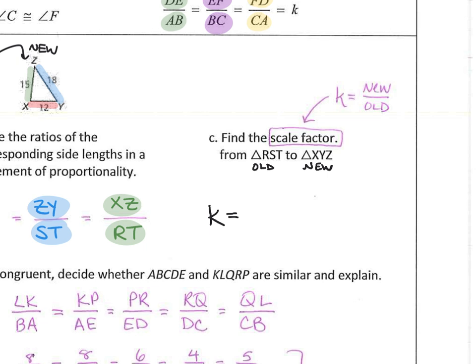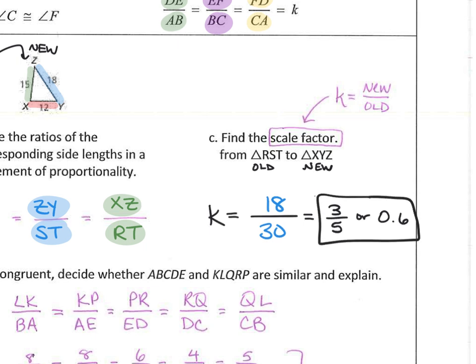Blue. All right. So give me the blue numbers. What is the length of YZ? 18. What is the length of ST? 30. If you go into your calculator and you do 18 divided by 30, it's going to tell you 3/5 or 0.6. Both of those are appropriate answers if I were to ask you what is the scale factor. You just have to do one of the ratios and just divide those numbers.